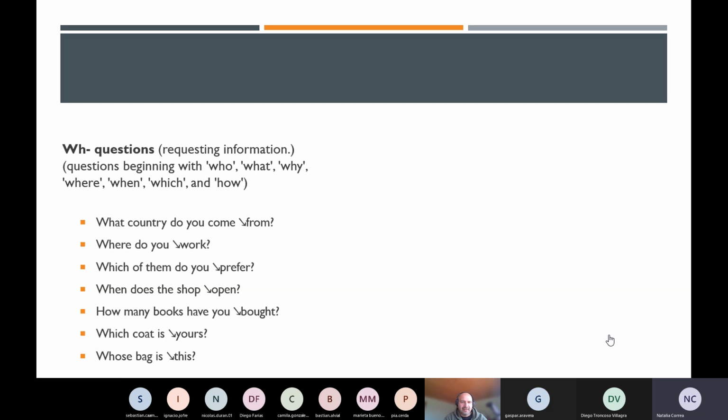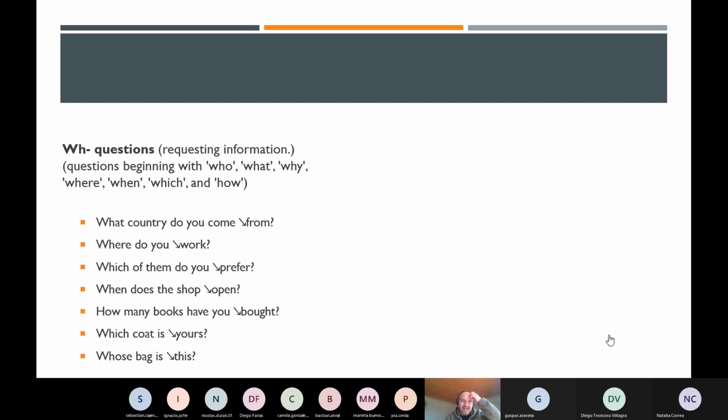How many books have you bought? Which coat is yours? Whose bag is this? Okay, so pay attention to the first one and the second one, right? When does the shop open? How many books have you bought? Which coat is yours? Whose bag is this?